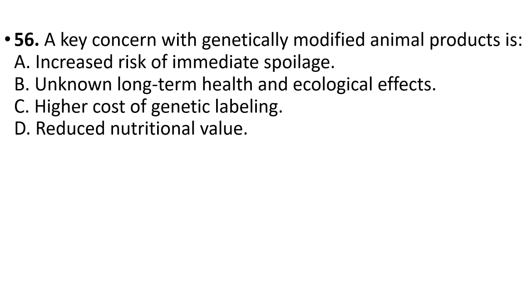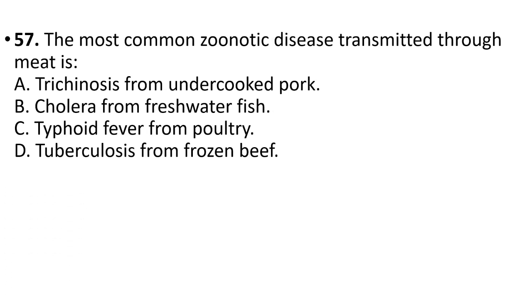56. A key concern with genetically modified animal products is increased risk of immediate spoilage, unknown long-term health and ecological effects, higher cost of genetic labeling, reduced nutritional value. Here you can easily eliminate the choices. Genetically modified animal, it may pass the gene from one organism to another one, from particular vegetables or from meat to other organisms. So here answer is option B, unknown long-term health and ecological effects.